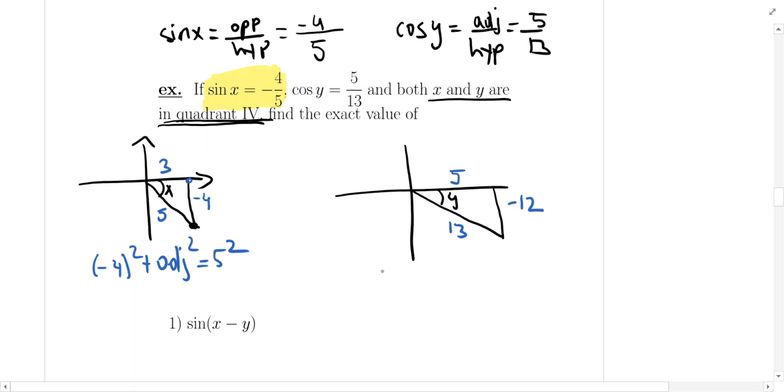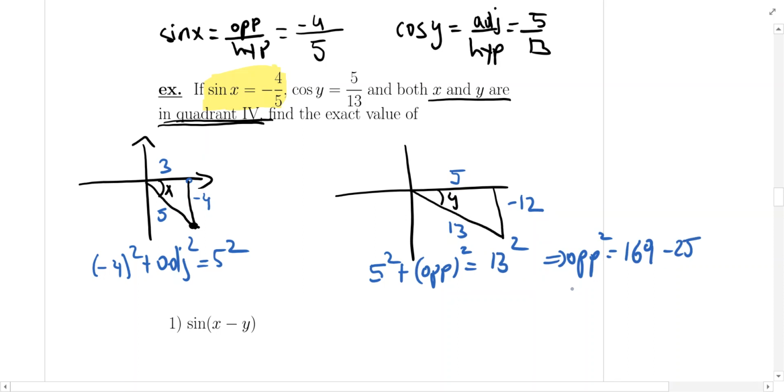So how do we do that? Well, I know that adjacent squared, 5 squared, plus opposite squared equals hypotenuse squared. So this will give you that opposite squared equals 13 squared, which is 169, minus 5 squared, which is 25. So opposite will be equal to plus or minus the square root of 144. But since opposite is a y value and y is negative in quadrant 4, you pick the negative. So that's why opposite is negative 12.